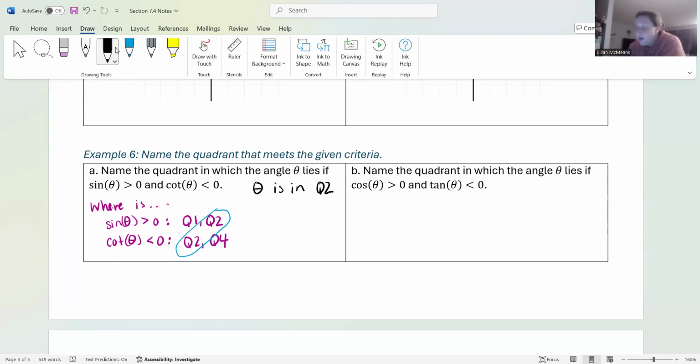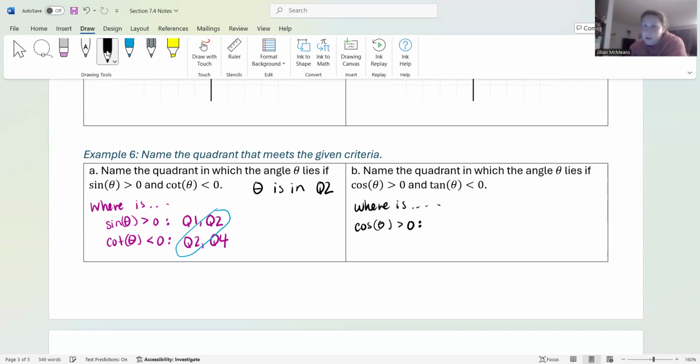In part B, it says name the quadrant in which the angle theta lies. We know that cosine is positive and tangent is negative. So where is cosine positive? Forgot my theta. So cosine of theta is positive. Well, let's write actually positive. It's late, bless my heart, okay?